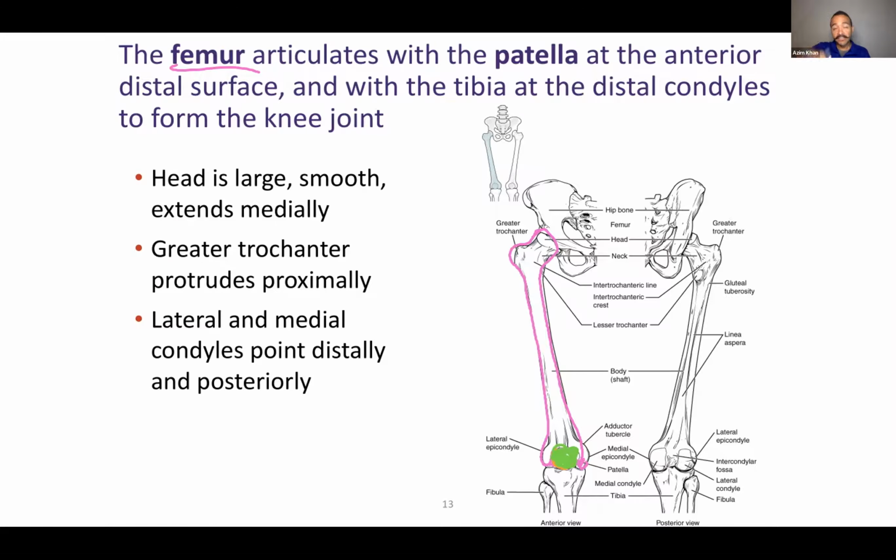And then distally, the femur articulates with the tibia. The femur does not articulate with the fibula. You can see the fibula down here. It articulates with the tibia, it does not articulate with the femur.